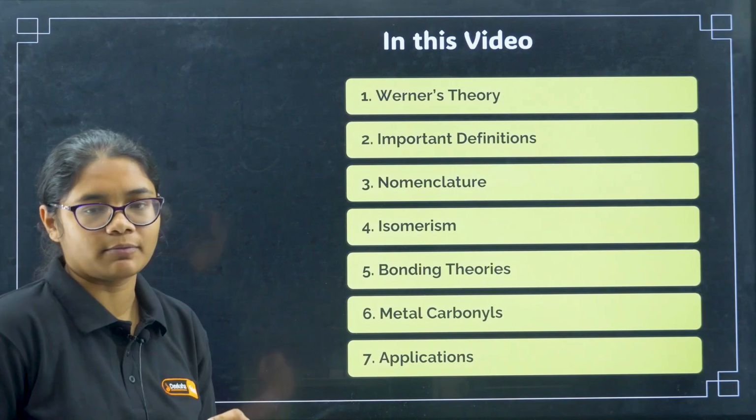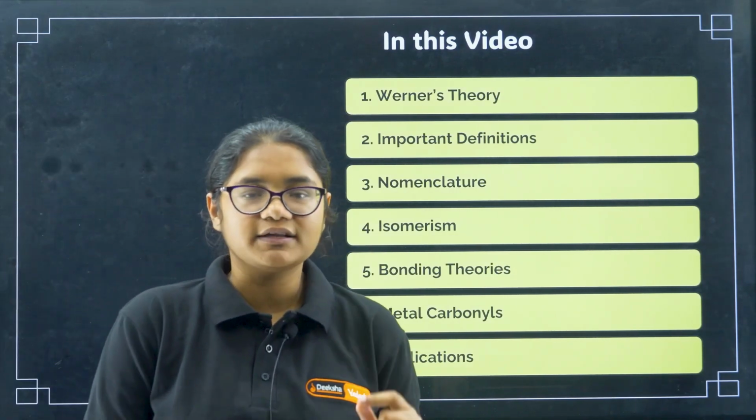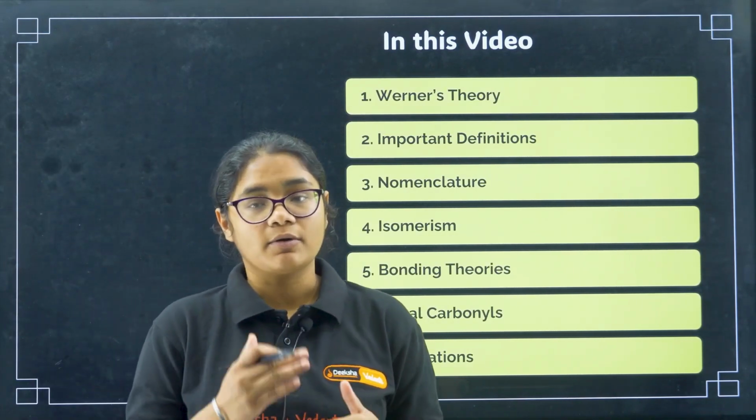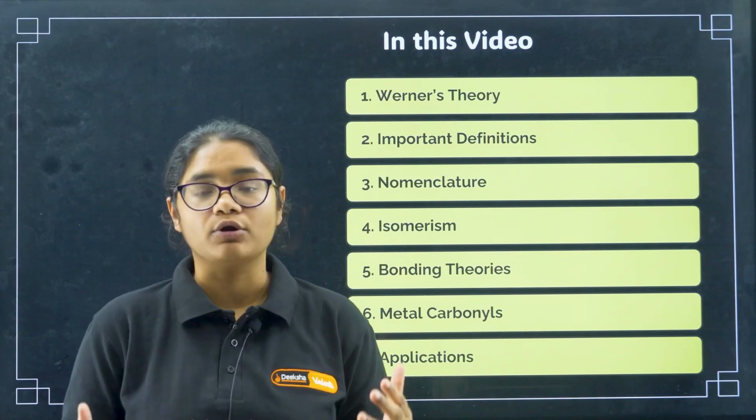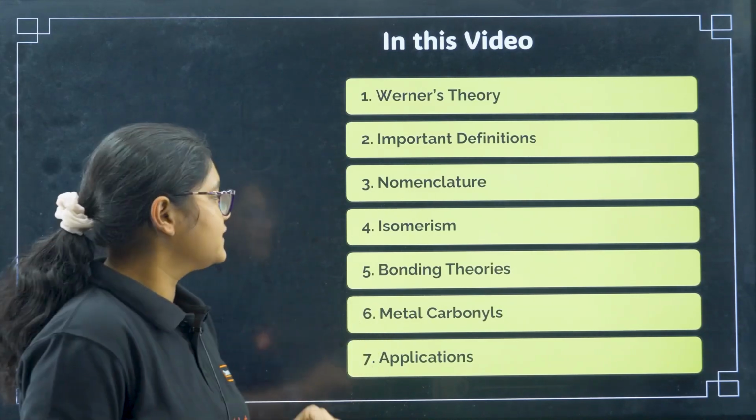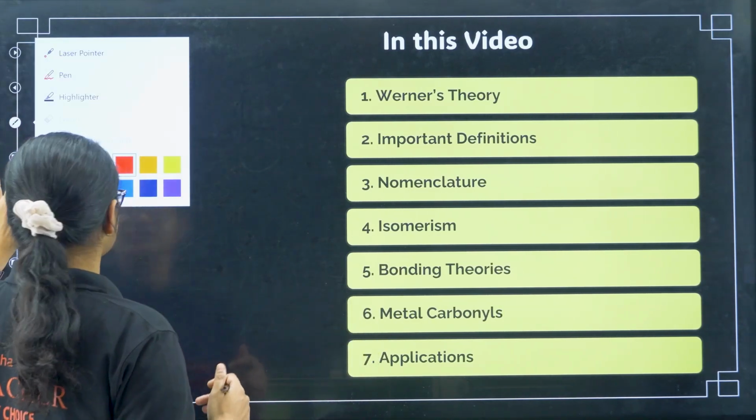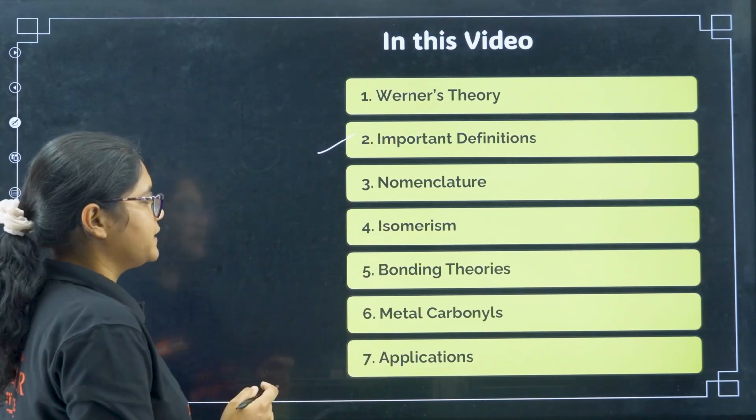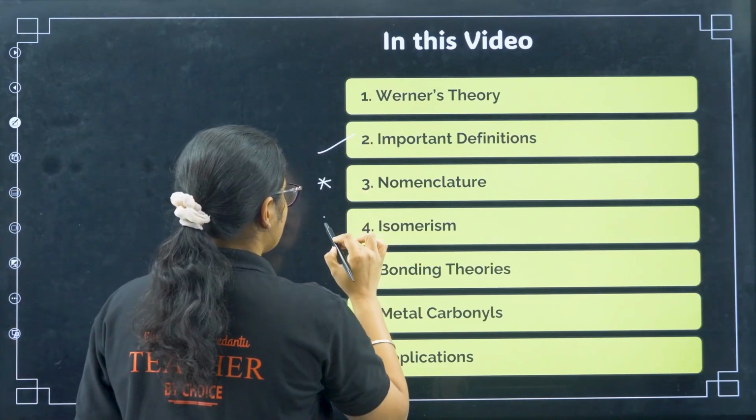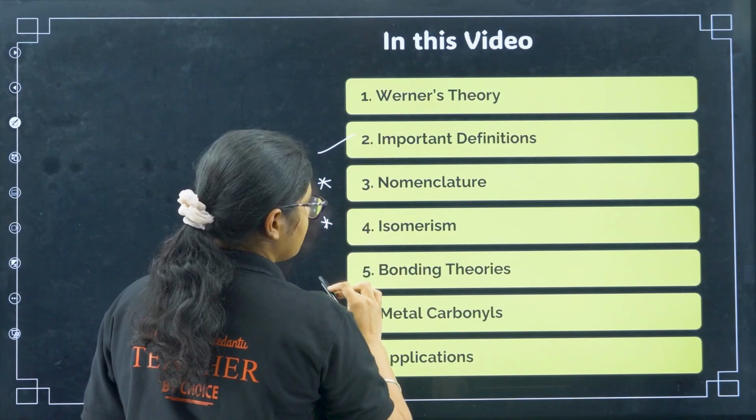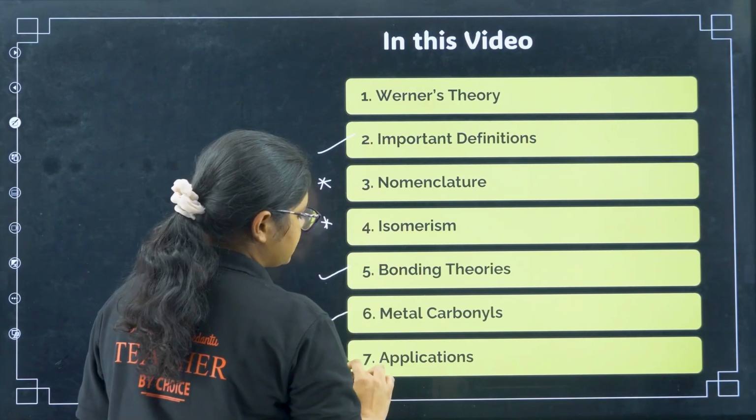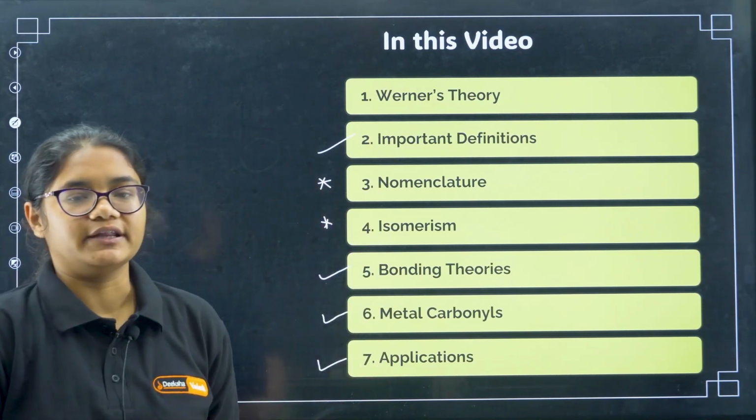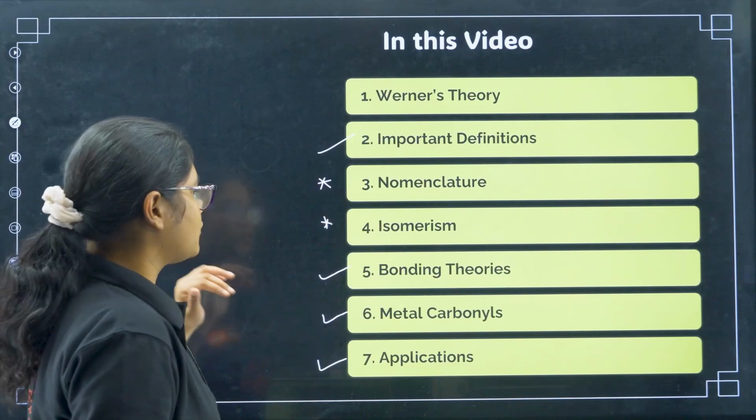First we will talk about Werner's theory. Werner's theory is very easy, but from this particular concept we get a lot of questions in the exam. Next we have important definitions. You should be knowing these because questions can be asked from here as well. Nomenclature is very important, isomerism is very important, then bonding theories, metal carbonyls, and applications of coordination compounds. So these are the topics.